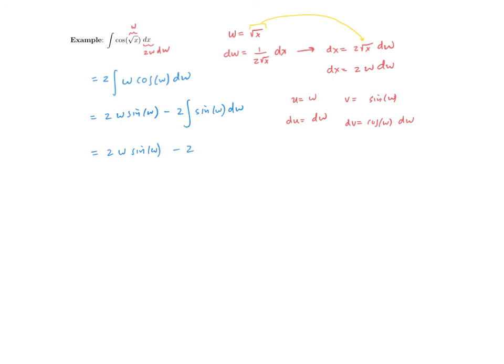And the antiderivative of sine is minus cosine. So we have the minus sign which is hanging around, and we're going to get another minus involved with the antiderivative of sine, plus c. In our final step, we resubstitute. Each and every w we see needs to be replaced with a square root of x. Which completes this example.